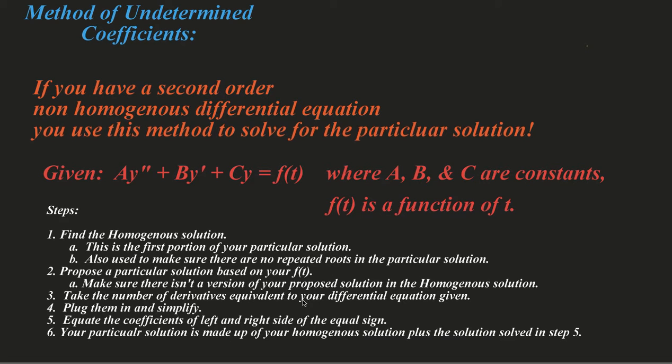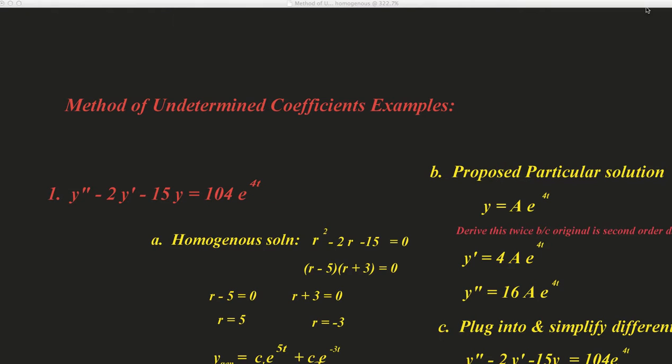Now, if we're looking at the proposed particular solution, you're going to take the number of derivatives equivalent to your differential equation. So if this is a third order differential equation, you take the first three derivatives. If it's a second order like this one is, then you take the first two derivatives. Then you're going to plug in those answers into here, simplify, and then equate both sides. All right, let's see what I'm talking about. Let's look at an example.